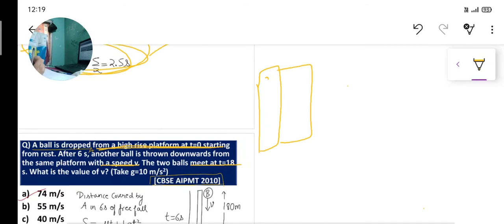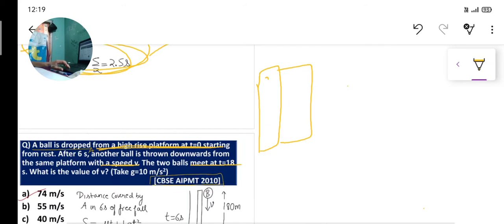6 squared is 36, so it is 180. The distance is actually minus 180 because finally it is going down. g is minus 10. Distance is minus 180 as it is going downward.